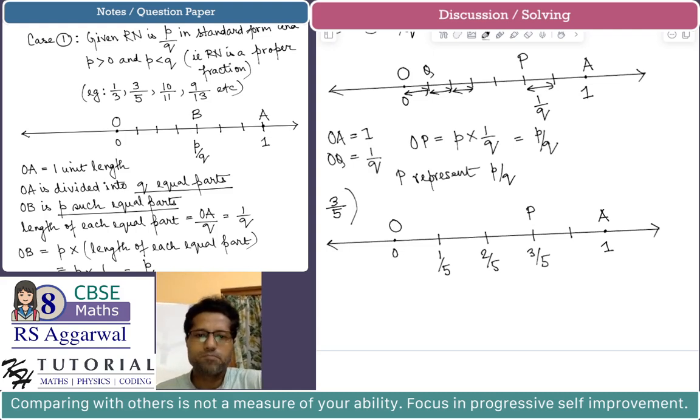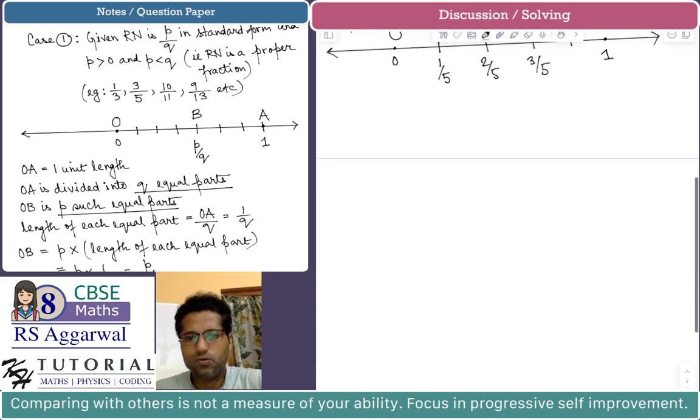Okay. So this was case 1, where the rational number is a positive rational number and it is like a proper fraction, that is, the numerator is less than the denominator, P is less than Q. Okay, let's come to case 2. Case 2 is similar to case 1, just that the rational number is negative.